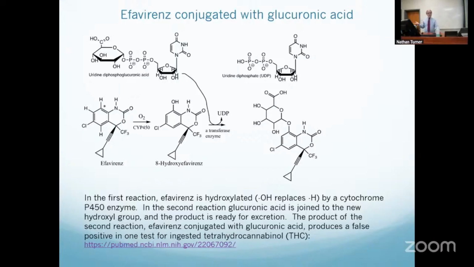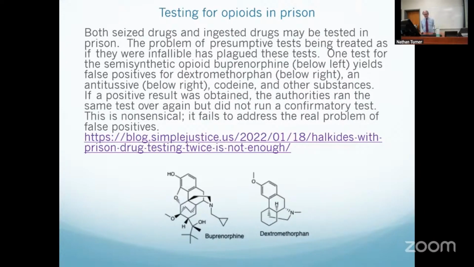Nevertheless, it's a false positive for whatever reason. And this came up in the New York correction system as a problem. They were doing testing for efavirenz, and they were also doing testing for buprenorphine. Buprenorphine is both something given to people on prescription, but also a drug of abuse. It's a complicated story, and I'm just simplifying it.